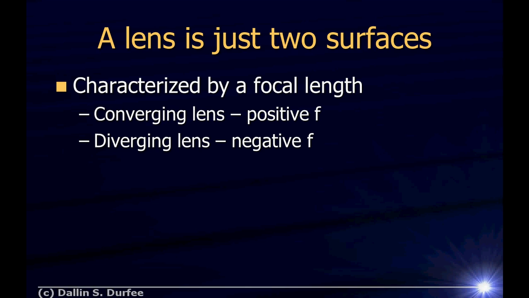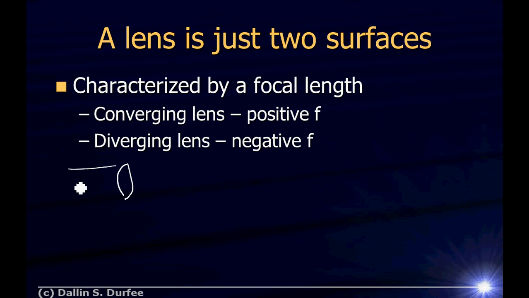But in this class we're not going to go into a lot of detail about how the light curves at each point. We're going to characterize each lens by a focal length. If I have a lens, I can just tell you how this lens makes images. Well, it's got a focal length f. If it's a converging lens, it has a positive focal length. So a converging lens, imagine a lens that looks something like this.